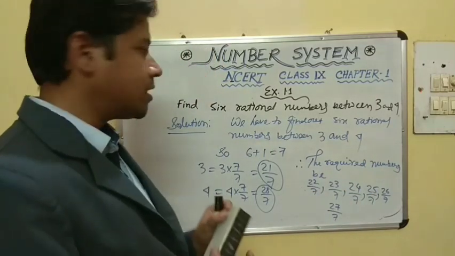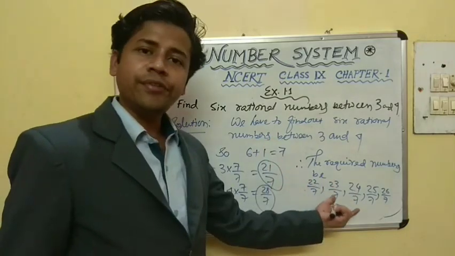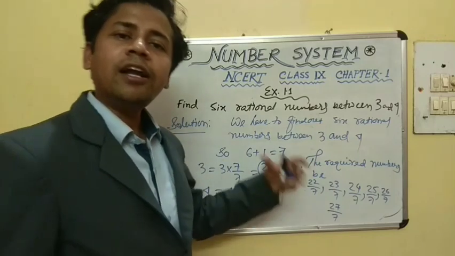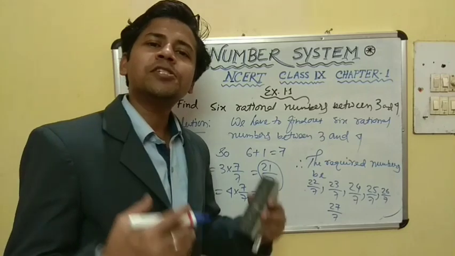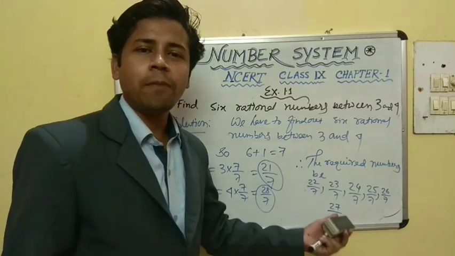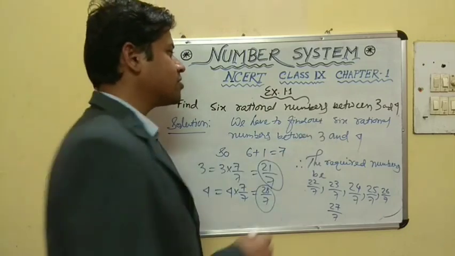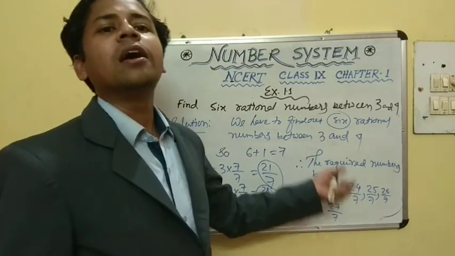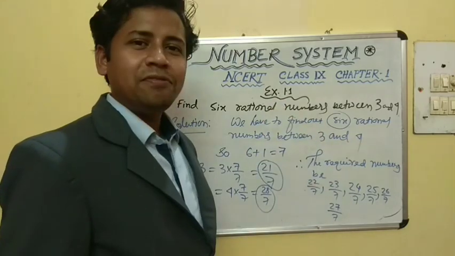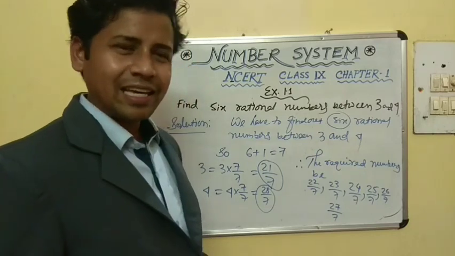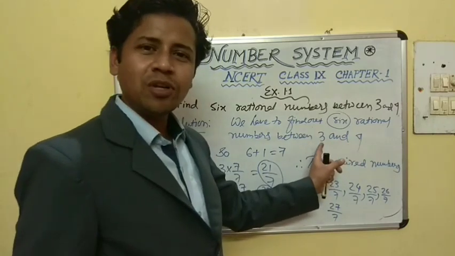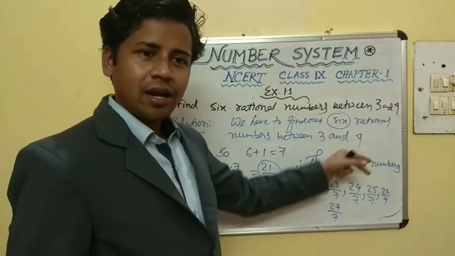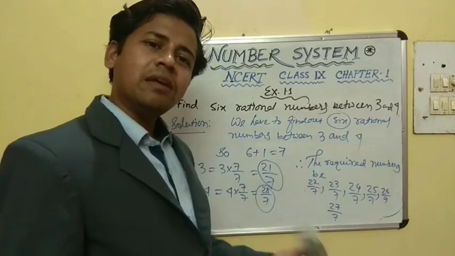Now you can say that in the previous method the answers were different, and in this method the answer is different. I have told you before also, there are infinitely many numbers. So you can choose any 6 of them, as 6 are required. Obviously they should be lying between 3 and 4. That means more than 3, so 3 point something, but less than 4, you have to keep in mind. Any numbers you can put.